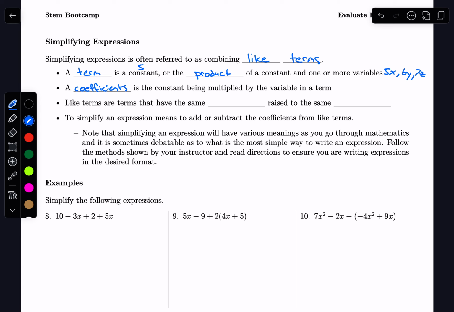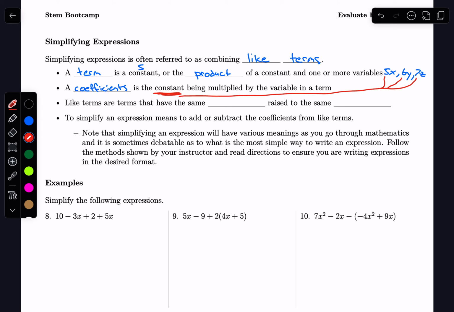Okay, and a coefficient is the constant being multiplied by the variable in a term. And so I'm going to underline the word constant right here in red, and then I'm going to draw a little line, and I'm going to point to all the constants in front of the terms in the last line. So when you see 5x, 5 is called the coefficient. 6y, 6 is the coefficient. It tells you how many of that variable there is.